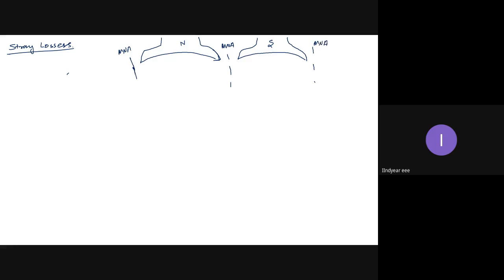If you observe the field wave, flux wave, if it starts from MNA, it will increase. Suppose this is the reference axis, with respect to time, or we'll take with respect to theta, angular position. At MNA, the flux is 0, flux or flux density, B, let it be. So at the magnetic neutral axis, my flux is zero.